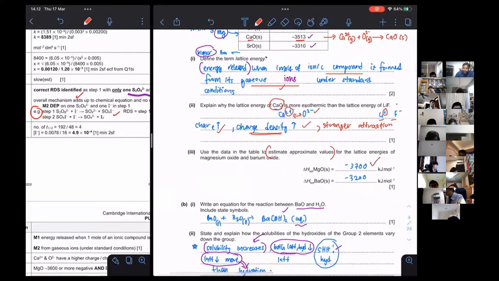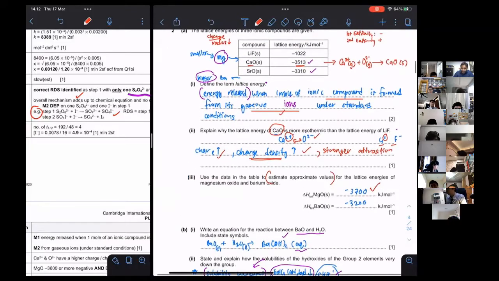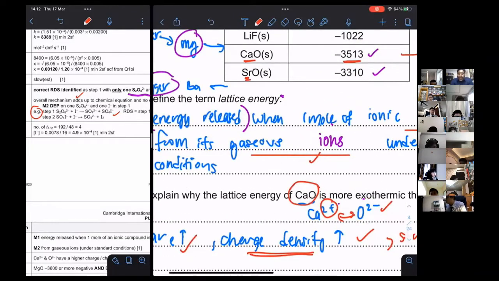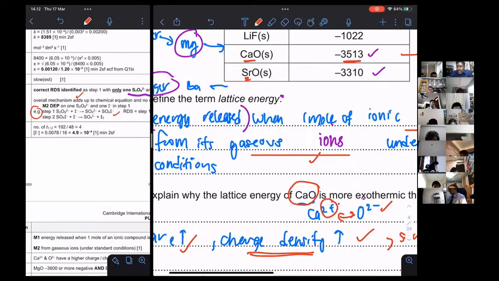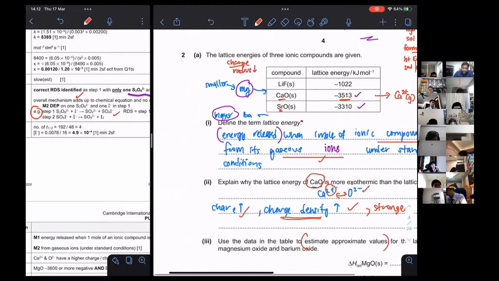So I selected this one. And if you look at barium, barium is lower than strontium, so barium is bigger. If the radius is bigger, your charge density is lower. If the charge density is lower, there is less attraction, so you are not going to release that much energy. So the energy must be smaller than this value. Maybe a slightly smaller value is also correct, but I am not going to suggest you do that. I will suggest you give maybe negative 3200.